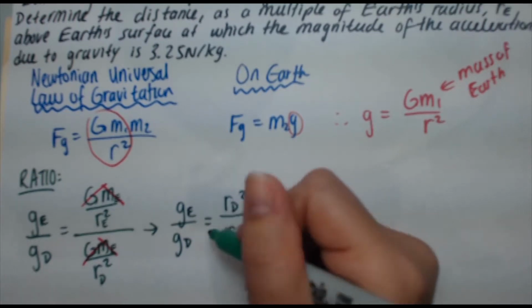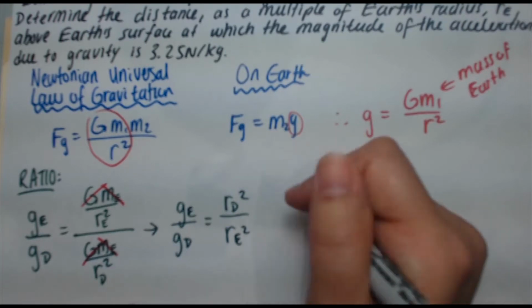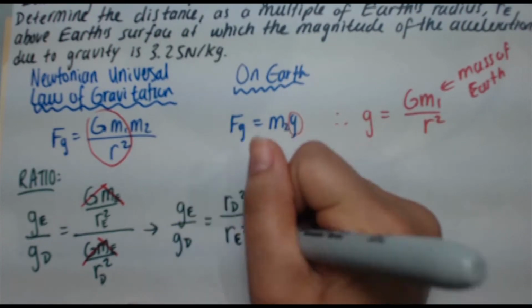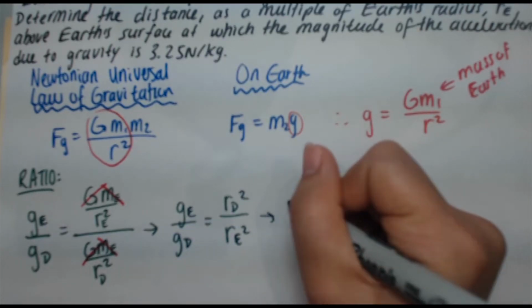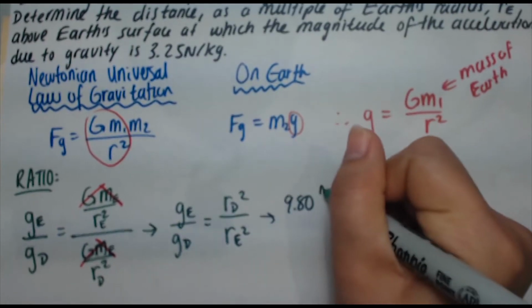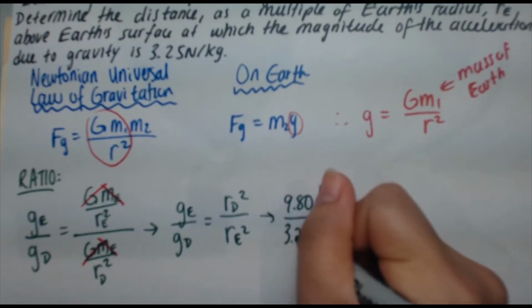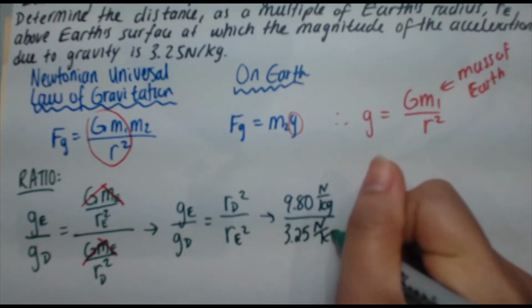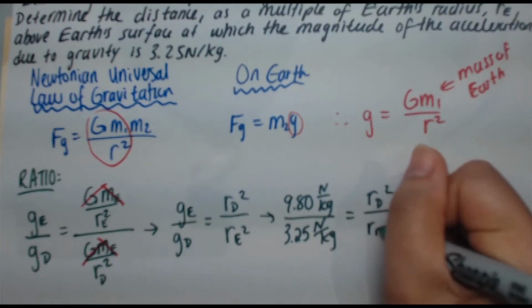Now here's the fun part. We know what ge is, we know what gd is. We're given those in the question. Okay, so all that's left are these two things, which are exactly what we need for our final expression. So ge is 9.80 newtons per kilogram. gd is 3.25 newtons per kilogram. So that's equal to rd squared over re squared.